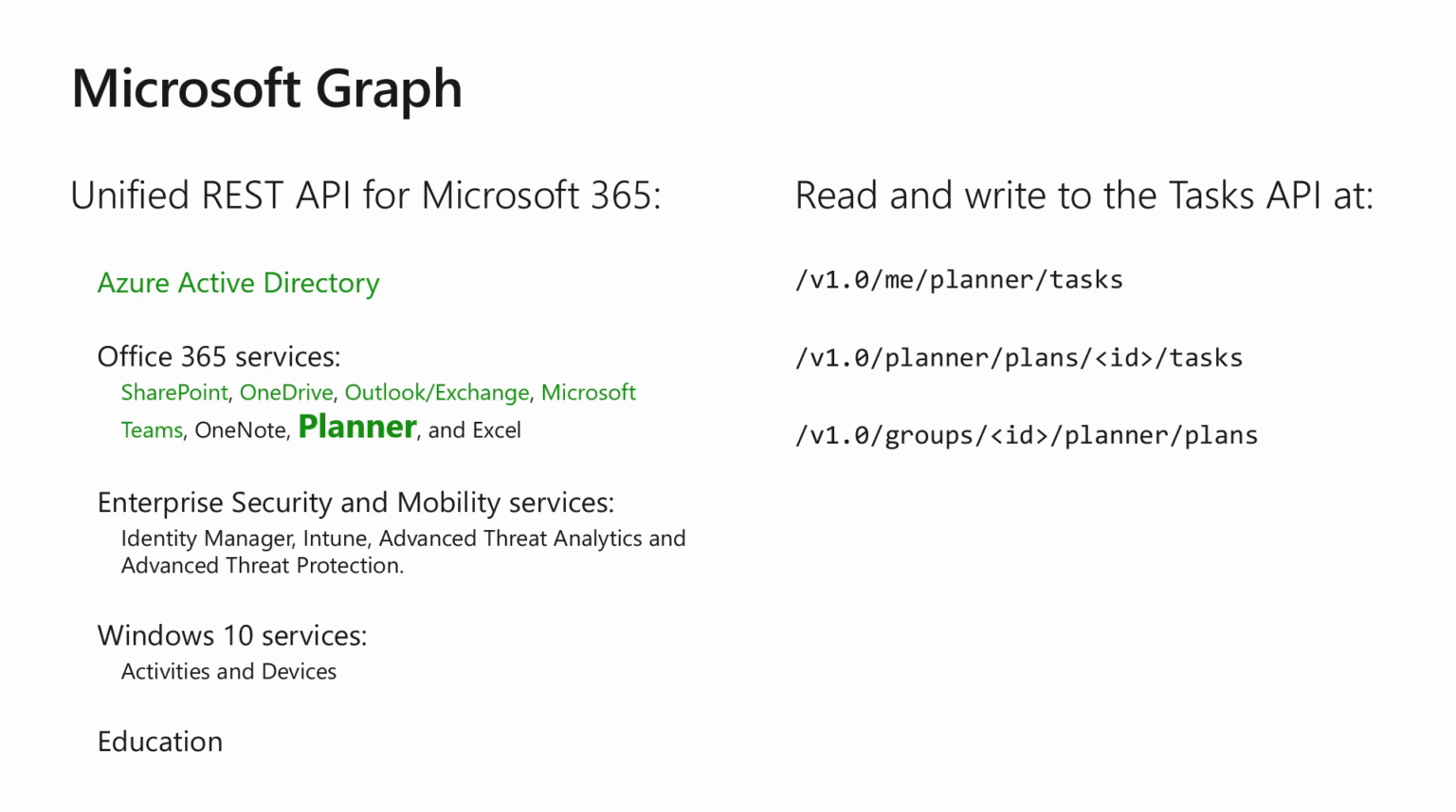Some of the key APIs that we've exposed related to Planner are around the tasks and plans that Planner stores in its service. Some of the key things are just getting all of the tasks that belong to me as a user, getting all the tasks in a particular plan, and then of course seeing all the plans that are associated with a particular group.